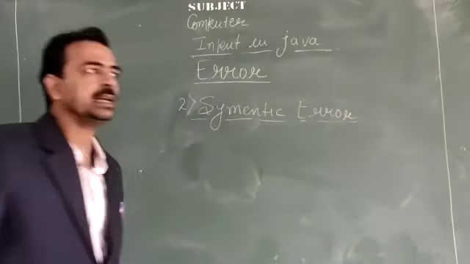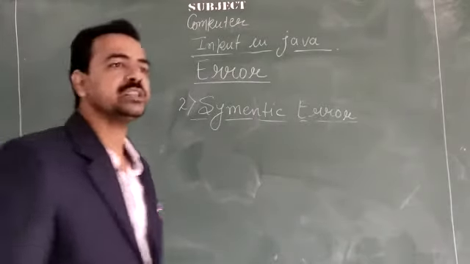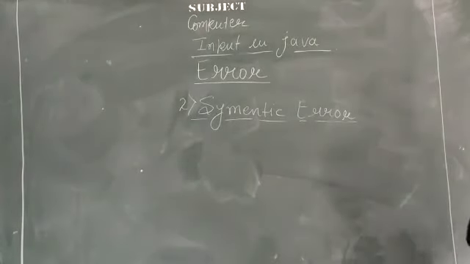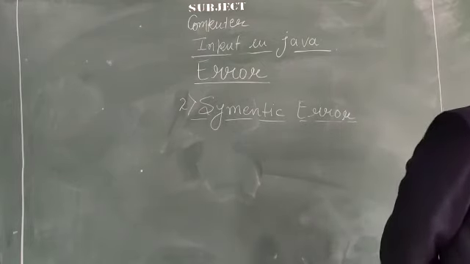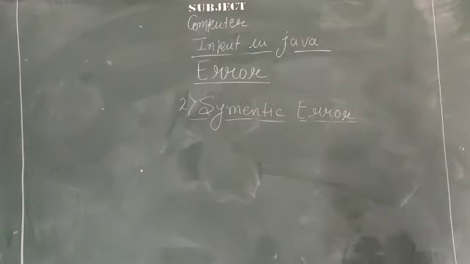What are semantic errors? Semantic errors are those errors which look syntactically correct. Understood? Which look syntactically correct, but still they have mistakes. Still they have errors. Still they have not followed the rules. So such types of errors are known as semantic error.